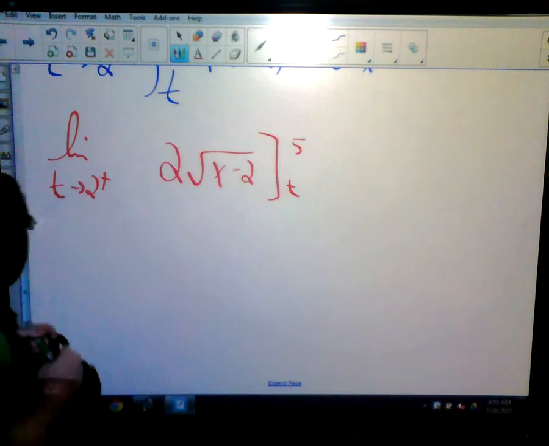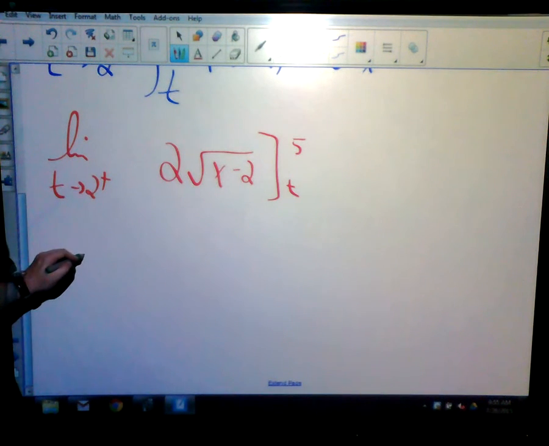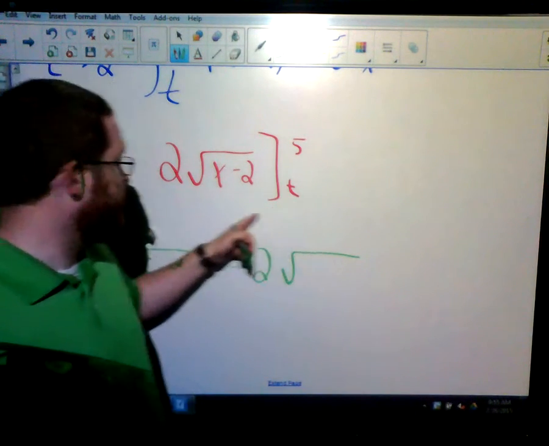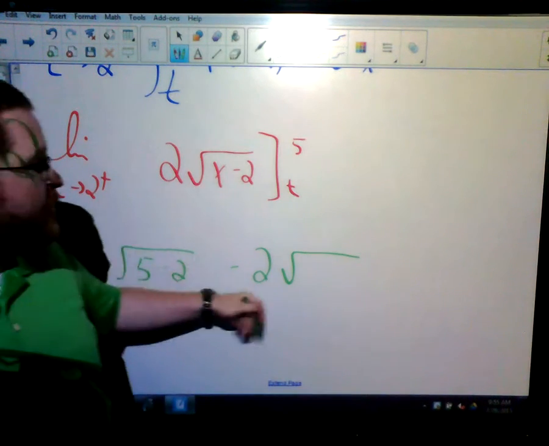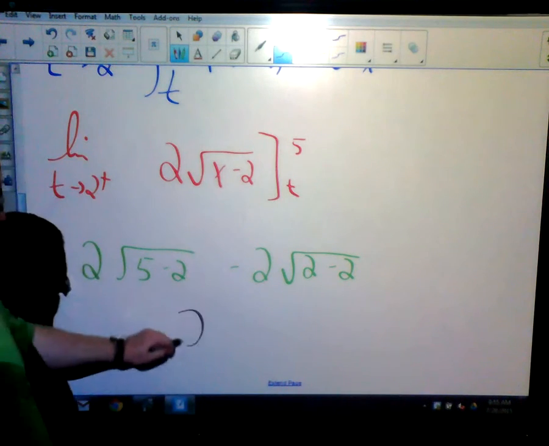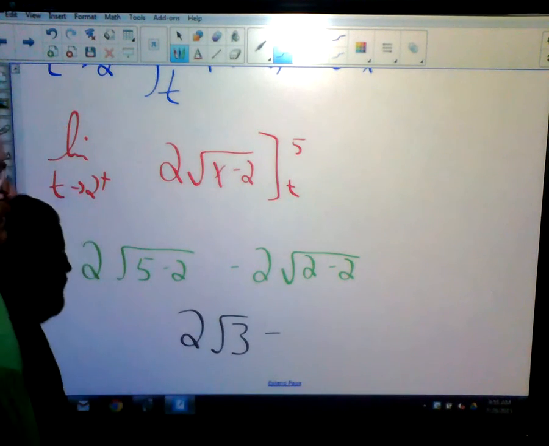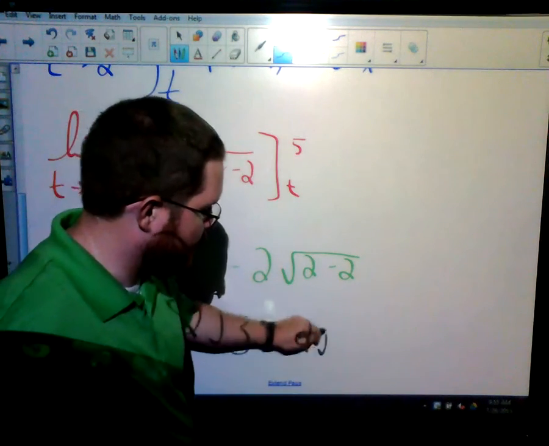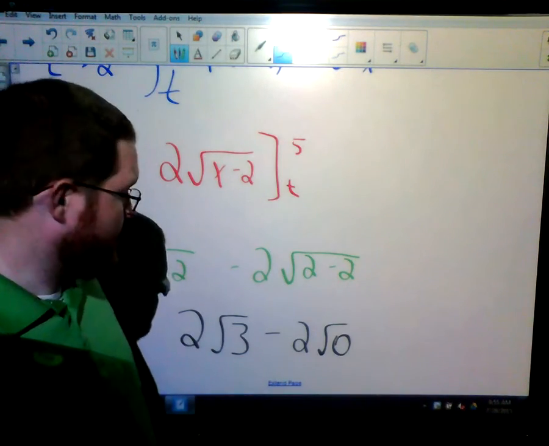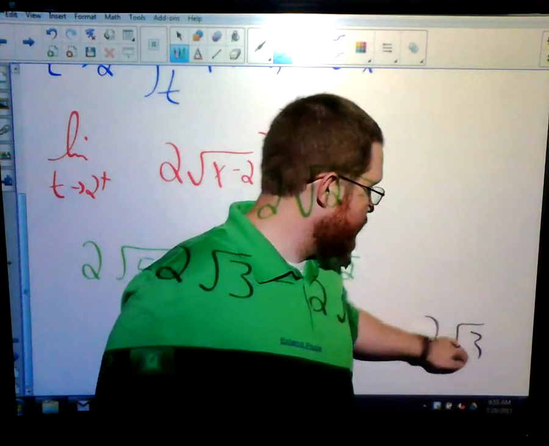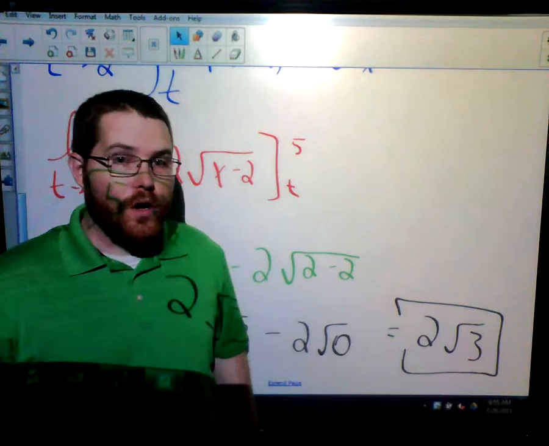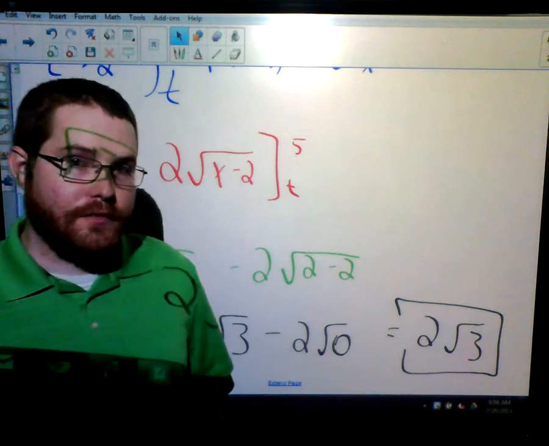Well, this is 2 times the square root of (5 minus 2) minus 2 times the square root of, if I plug in t here and then let t go to 2, I get 2 minus 2. This is 2 square root of 3 minus 2 square root of 0. Is square root of 0 still an asymptote? No, square root of 0 is 0. This one is fine. This one converges to 2 square root of 3. So this problem, even though there's an asymptote at one of the endpoints, I can still find it because it converges.